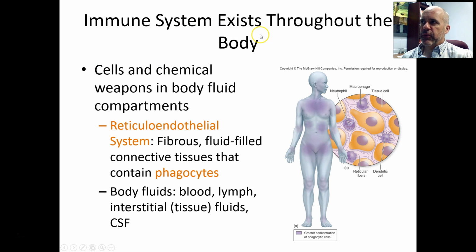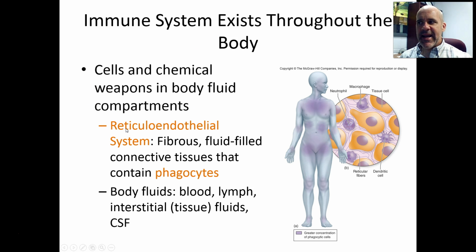Okay, now as you guys will see as we move through the next couple of chapters, your immune system is not like it has any specific boundaries. It exists throughout your body, which is important because microorganisms can invade essentially any part of the body. So the immune system, the cell warriors and also these protein weapons that we're going to be talking about, need to be able to access essentially almost any part of the body.